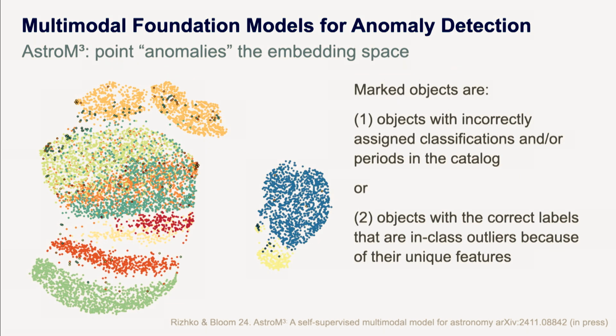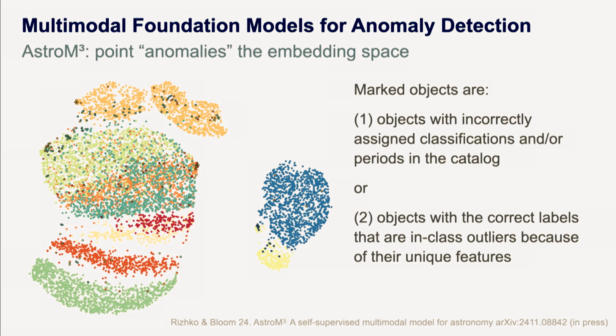But what's also kind of interesting is that we can look for those point anomalies in places where, for instance, we have an object that shows up in an embedding space that's not where it's supposed to be according to these learned representations. And these could be objects that are incorrectly classified. Usually it's because their periods are wrong, or actually the classification catalog that we used itself was wrong in a few cases.